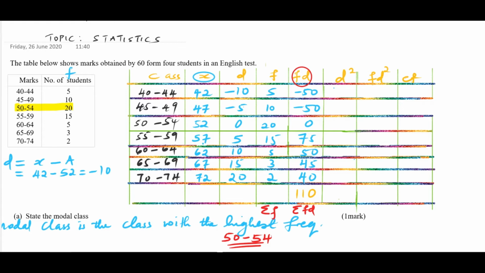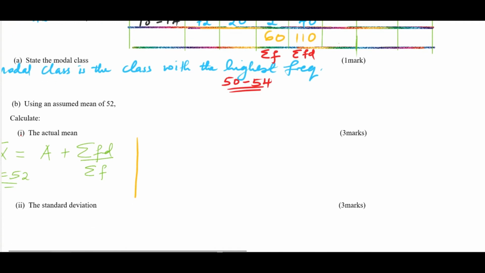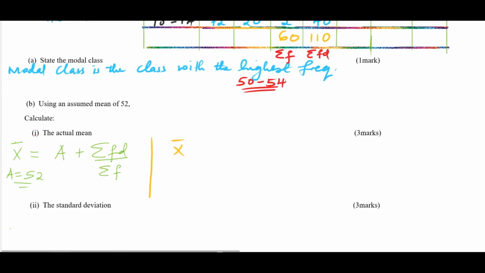You also need to get the summation of this column f. Add everything, the summation of f. This is the same as the total number of students, which is 60. So the summation of f is 60. So now we can proceed and get the actual mean. Therefore, the actual mean is given by the assumed mean, which is 52, plus the summation of fd, which is 110, divided by the summation of f, which is 60. This gives 52 plus 1.83, and therefore the answer will be 53.83, correct to 4 significant figures.